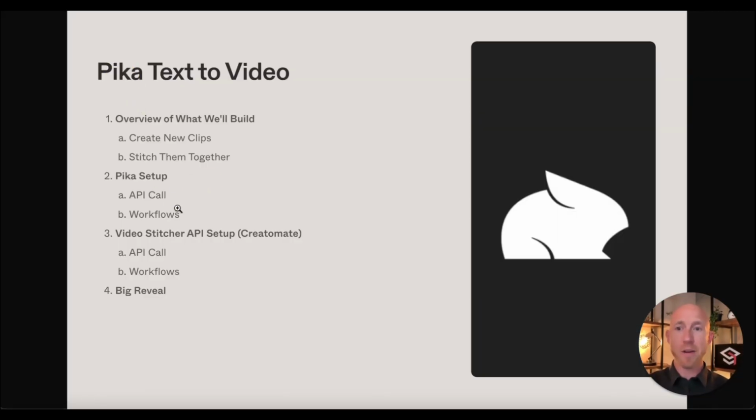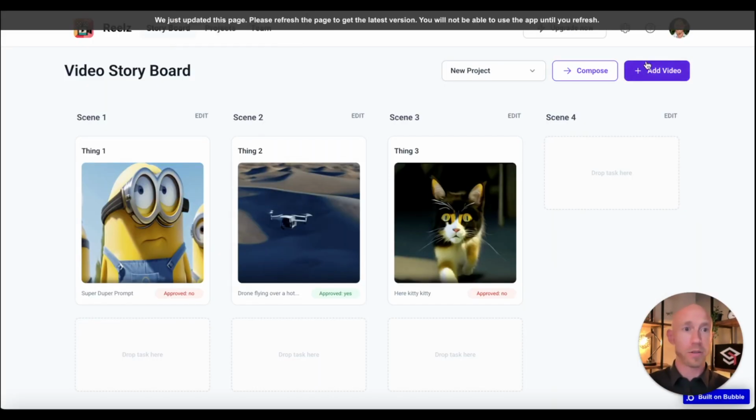Okay, we are kind of halfway through. We've set up the API call successfully, and we're basically at the start of the workflow part for this Pika setup now. So what have we done? Well, we haven't integrated that API call into our UI here, so let's do that now.